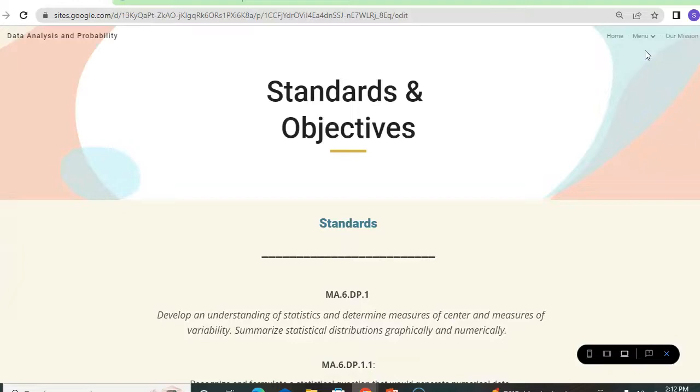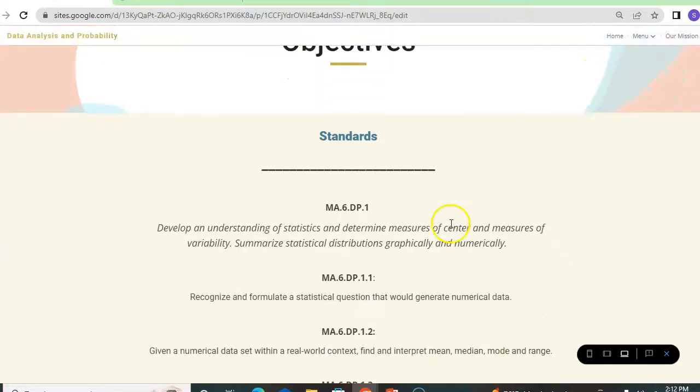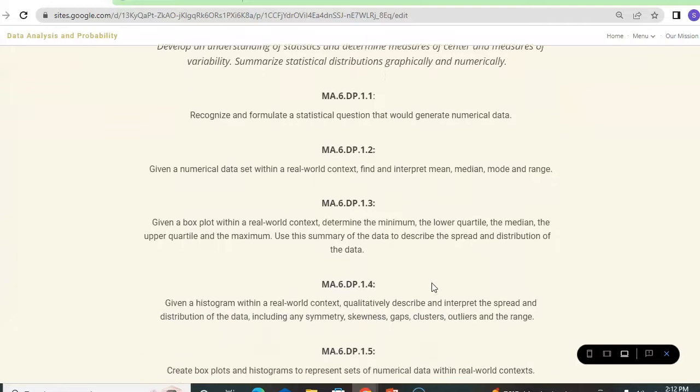This page describes the Florida Best Standards for the lesson and the corresponding learning goals. There is one main standard, and it is as follows. Develop an understanding of statistics and determine measures of center and measures of variability. Summarize statistical distributions graphically and numerically. There are 6 substandards for this lesson.